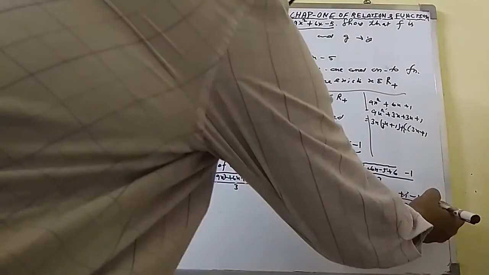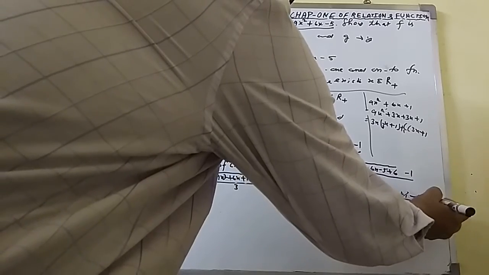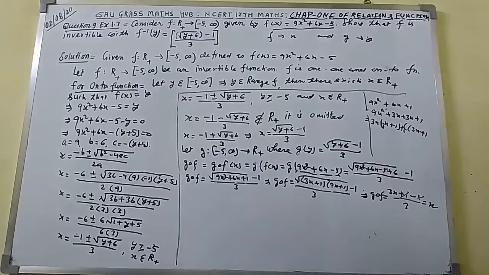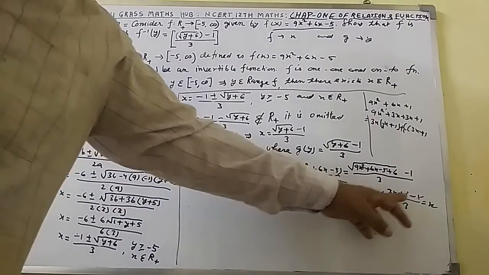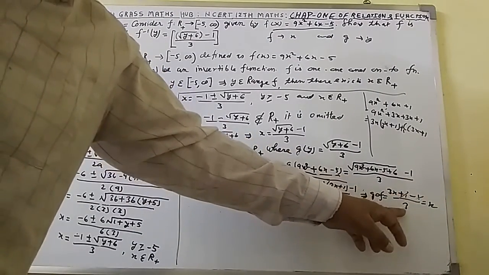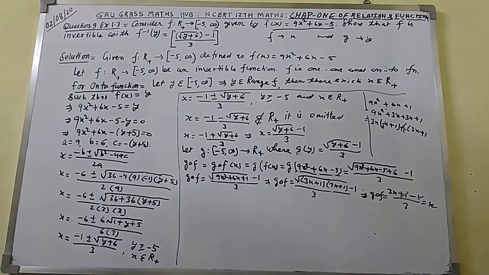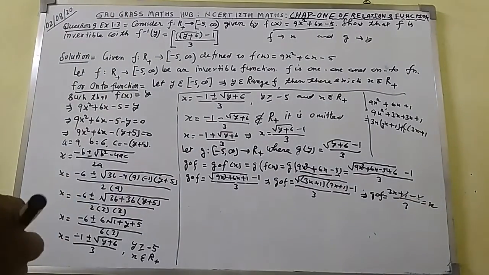So this will cancel out. Here you will get 3x, because plus 1 minus 1 cancel out, and 3x over 3 gives x. The g o f you have got here is x. That is the value of g o f.